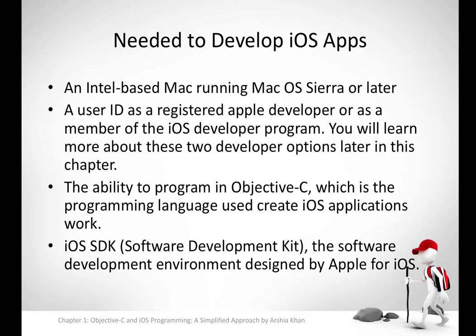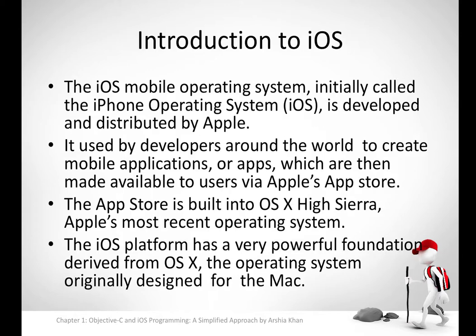So, the iOS SDK, software development kit. The mobile operating system, initially called the iPhone operating system, is developed and distributed by Apple. Apple's store is called the App Store. Google's is called the Play Store, which supports Android. This is used by developers around the world to create mobile applications, or apps, which are then made available to users in the App Store. The App Store itself is built on OS X High Sierra, which is Apple's most recent operating system.